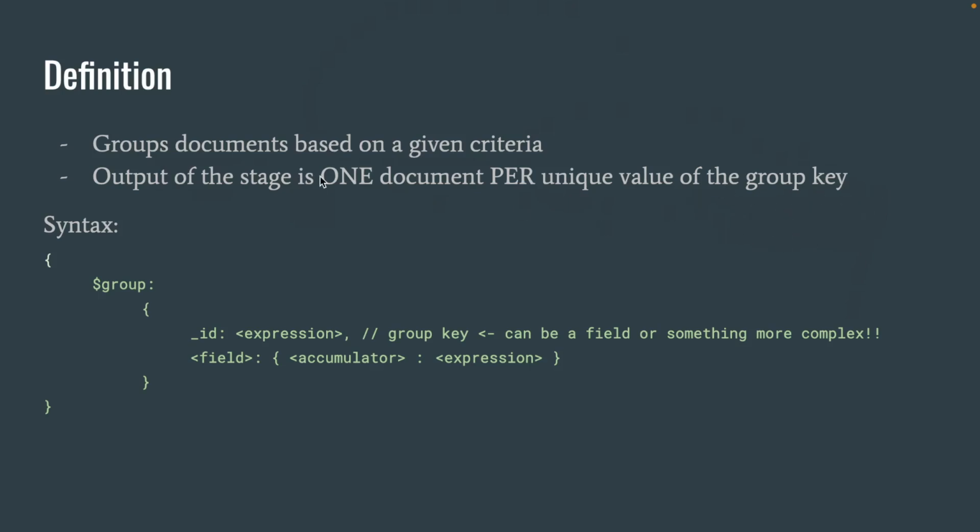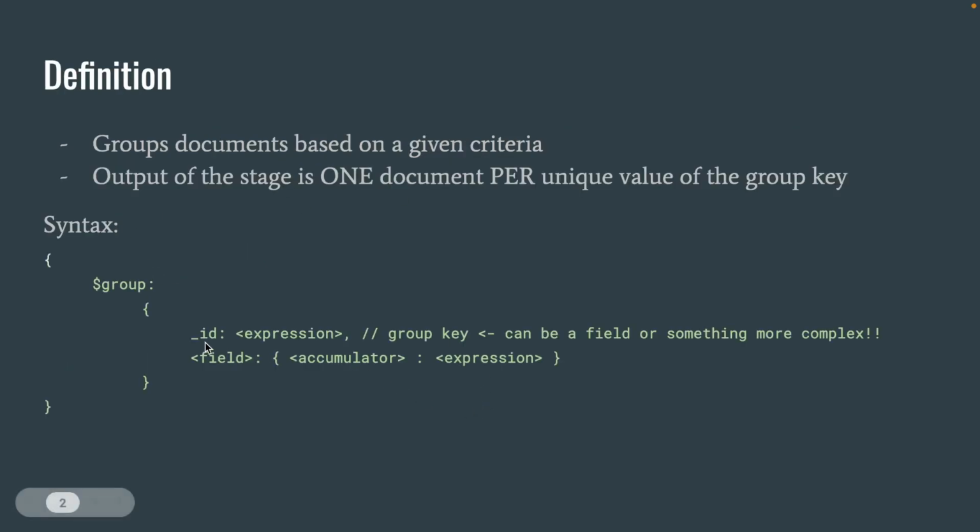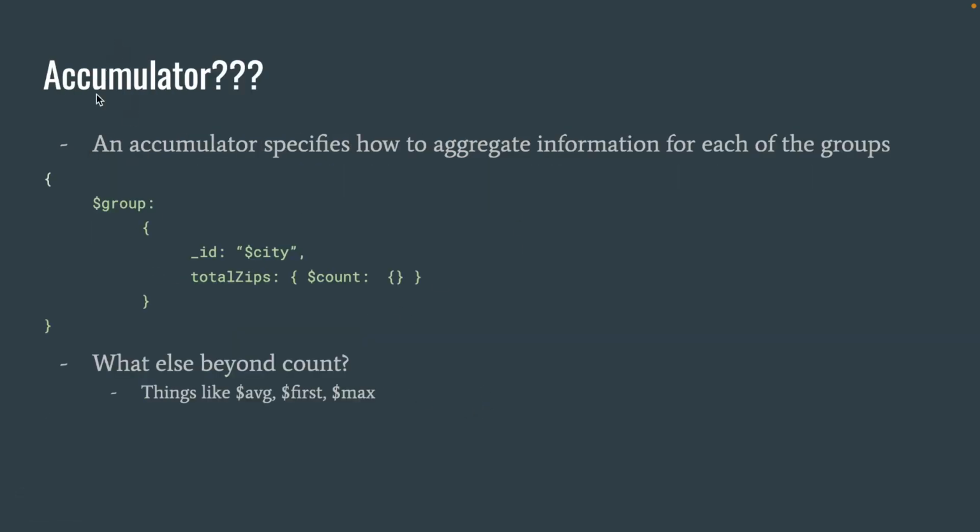And so what that looks like syntactically is for the group stage, you have to provide an ID field, and it takes in an expression. This expression, at its most basic use case, is going to be a field on a document in a collection. You can also provide additional fields that take in an accumulator, and I'll explain what this means. But you don't actually need to do any of that. You can just provide it an ID if you wanted to. So the accumulator specifies how to aggregate information for each of the groups.